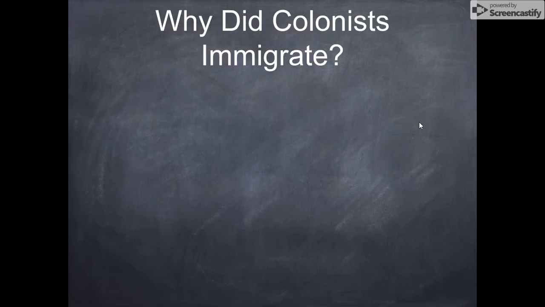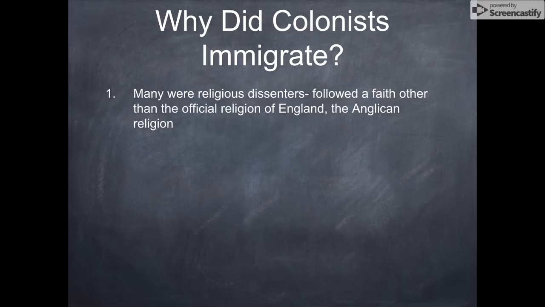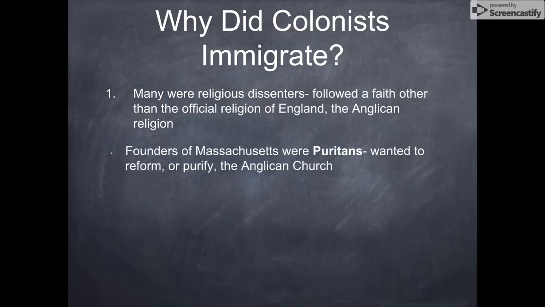All right. So now we're going to talk about why did colonists immigrate? Why did they take the chance of leaving their cushy life in England to sail over on a boat and start a brand new government over here? So many were religious dissenters. Basically, dissenters means that they followed a different religion than what was the official religion of England. So the Anglican religion. They were persecuted. There wasn't really religious freedom.